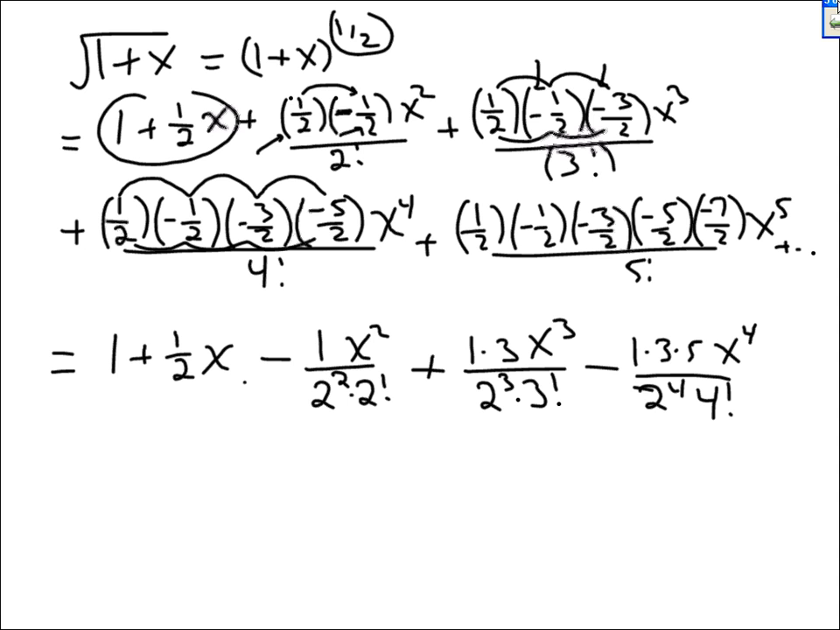We are getting our pattern. The signs alternate. The next one will be, it was 1, and then 1 times 3, and then 1 times 3 times 5. It's going to be 1 times 3 times 5 times 7, x to the 4th.